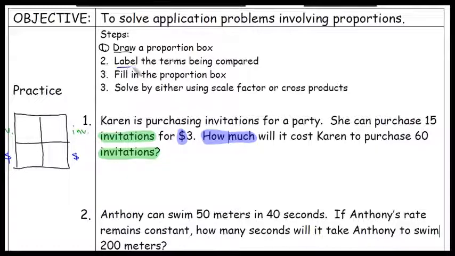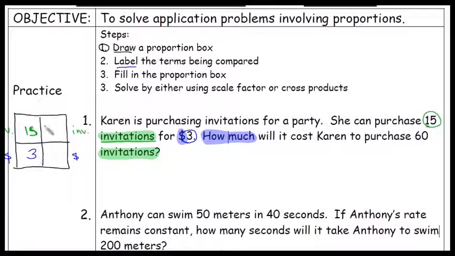Now that we have labeled all the terms that are being compared, we're going to fill in the proportion box. So let's talk about this first invitations. The invitations that we're talking about here is these 15 invitations. That 15 is going to go right here on the first side. And the $3 that goes with those 15 invitations, because that's how much they cost, is going to go right underneath the 15, because these two quantities go together. 15 invitations cost $3, right?